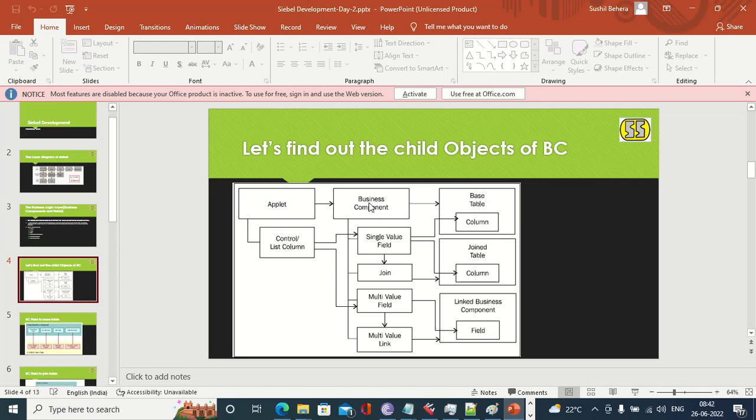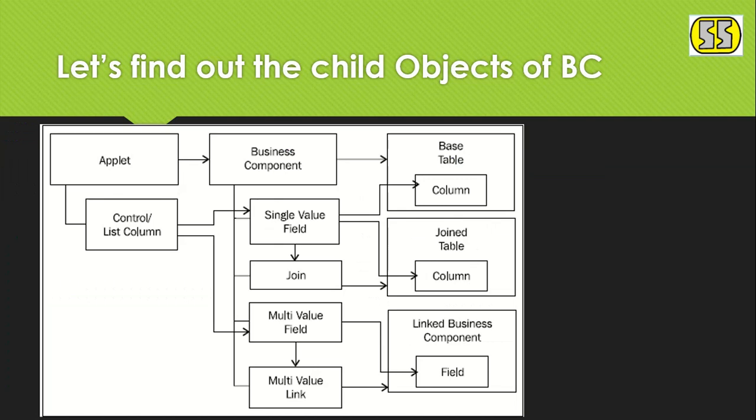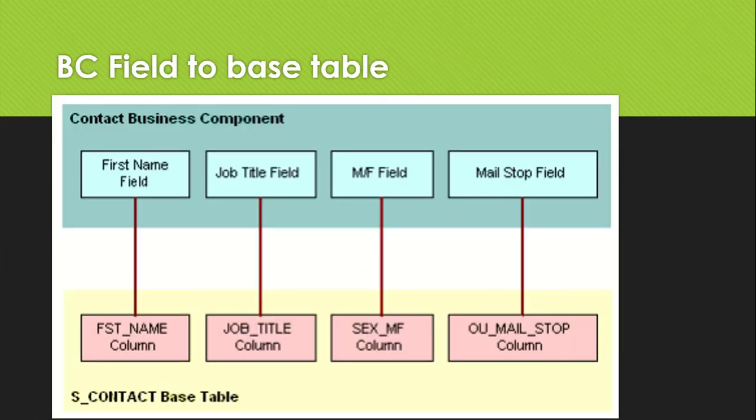So the base table single value field can have two different types of value. Okay, one is base table, one is join table. It is referred. Okay. Now moving to next slide. Okay, BC field. So normal BC field: field name, column, field name, column. So this is contact BC field name and corresponding column.